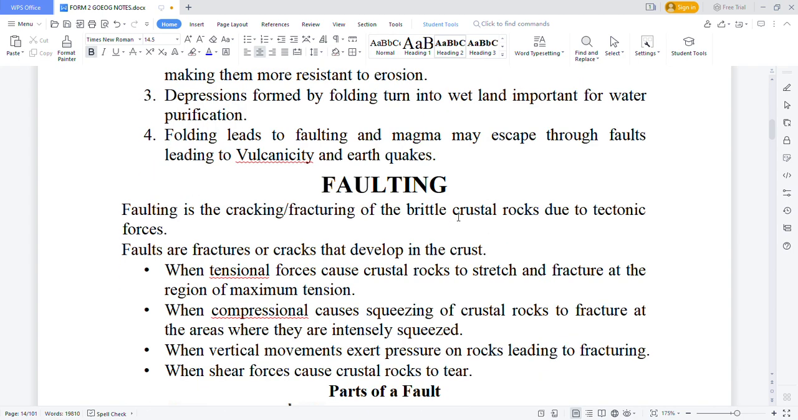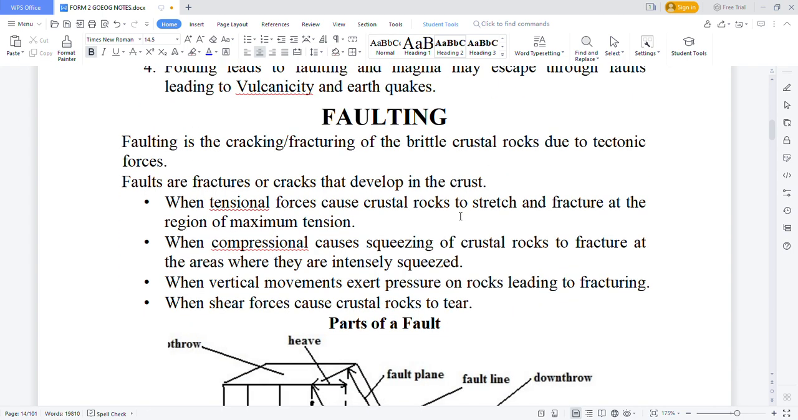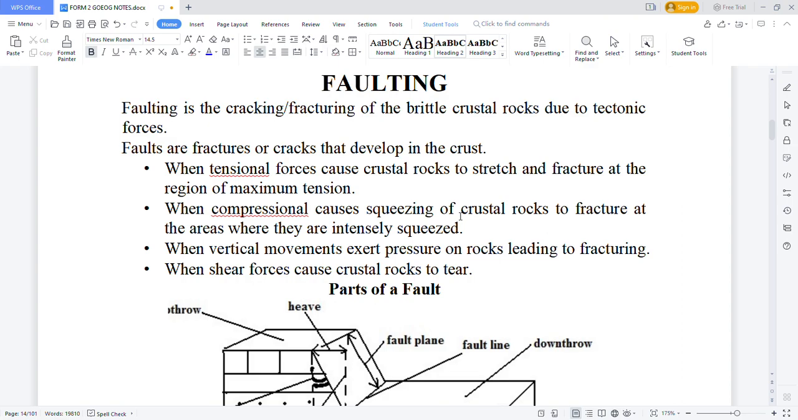Let's move to faulting. What is faulting? Faulting is the cracking and fracturing of the brittle crustal rocks due to tectonic forces. Faults are fractures or cracks that develop in the crust, when tensional forces cause crustal rocks to stretch and fracture at the region of maximum tension.